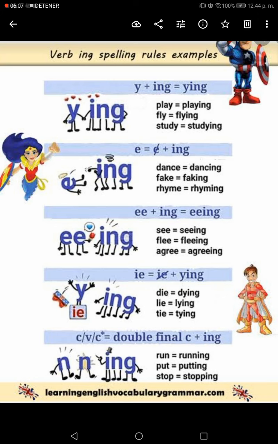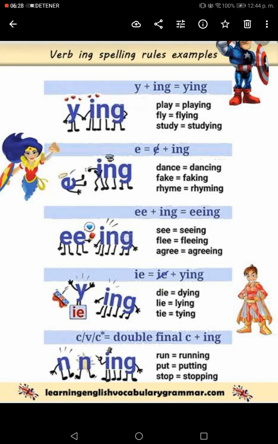Then, what happens when the verb ends with I and E? So we need to eliminate I and E, and we're going to include our letter Y at the end. For example, die is going to be dying. Lie is going to be lying, and tie is going to be tying.